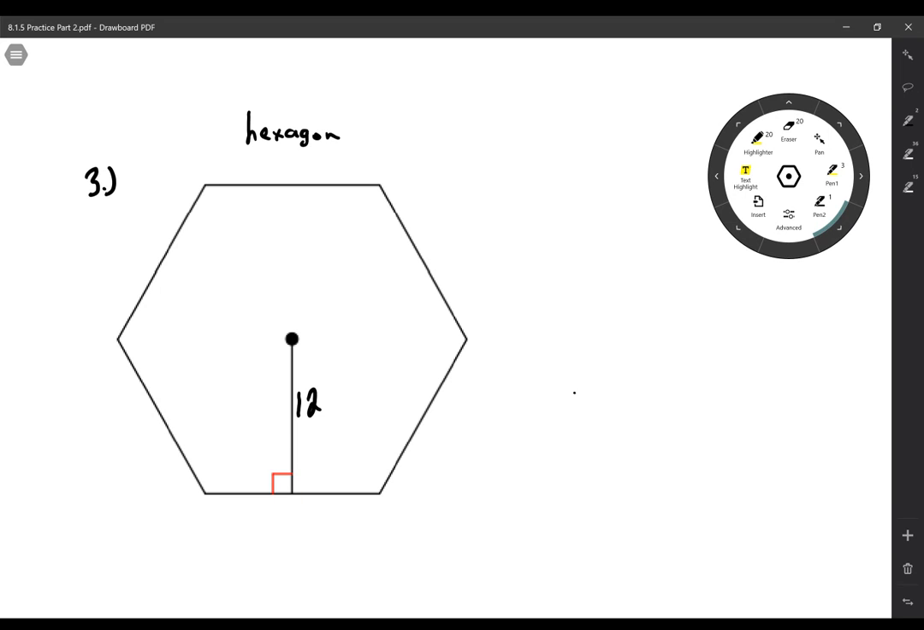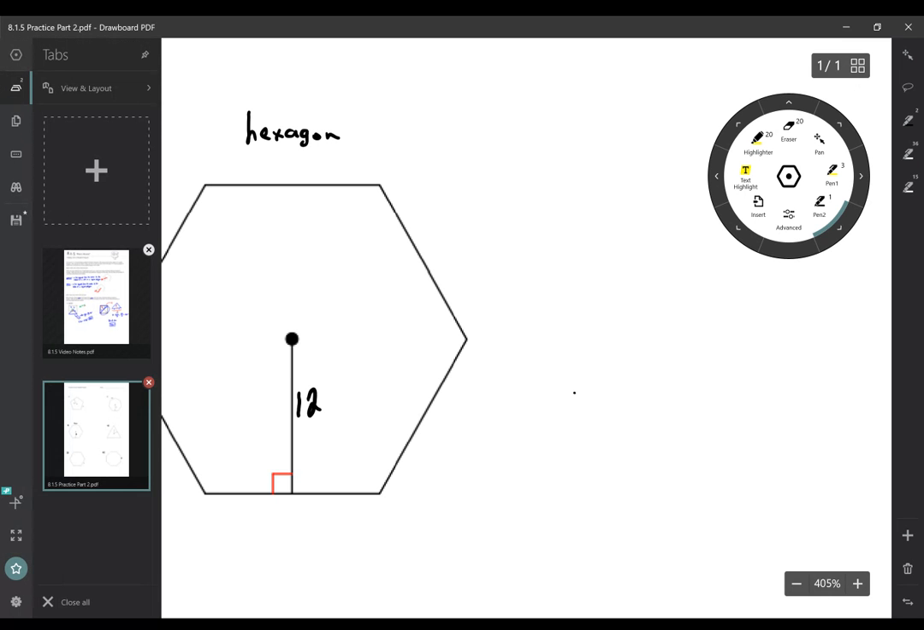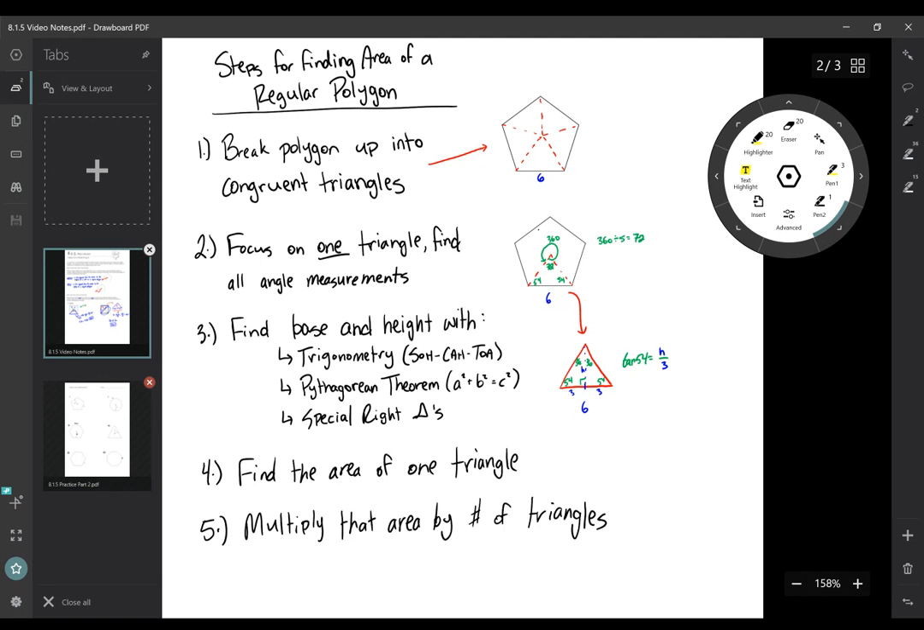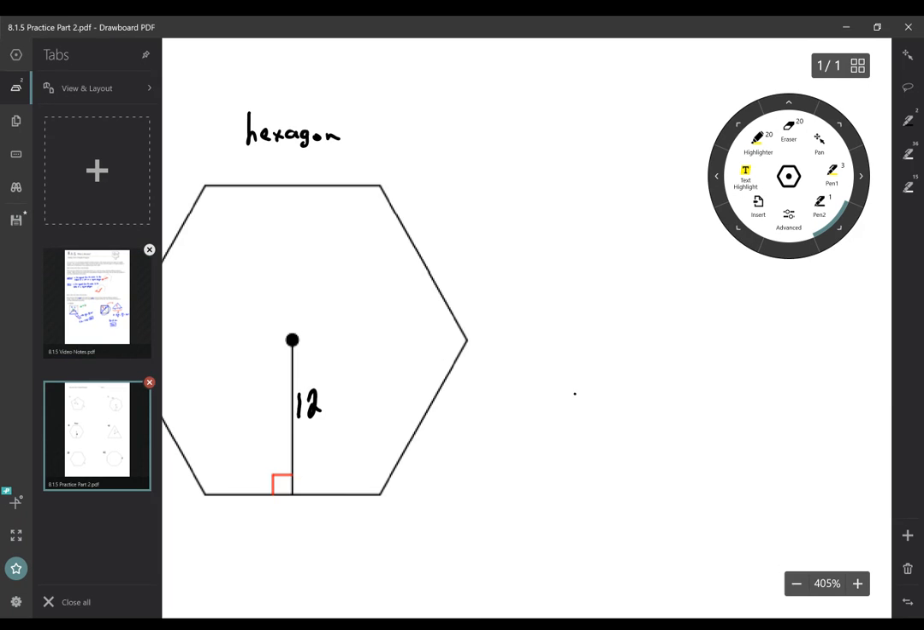Since there is no equation for finding the area of a hexagon, or at least we don't have one, we need to break this one up into triangles. Just to go back to our notes, these are attached to the assignment as well. The way you find the area of a regular polygon starts with breaking it up into congruent triangles. So once you do that, we just got to focus on one triangle and find its area. That requires us to find the base and the height.